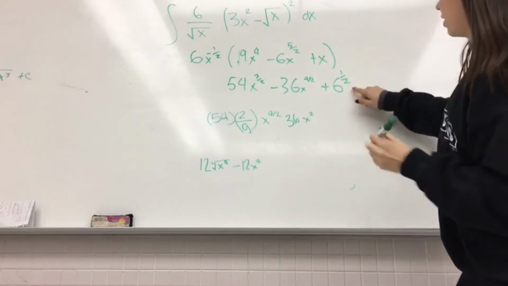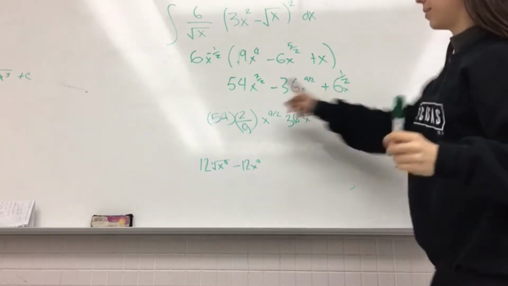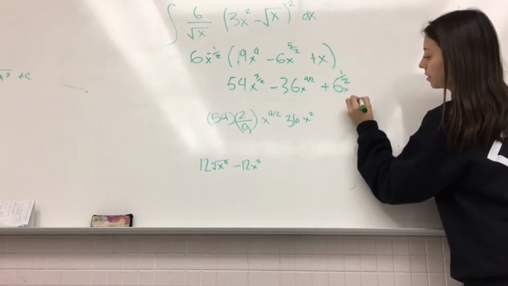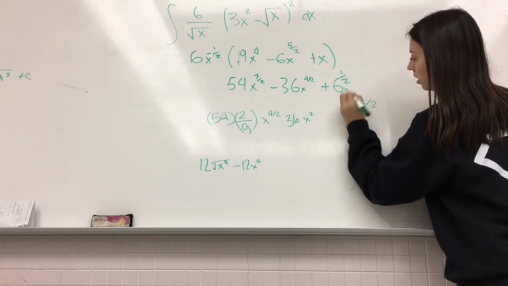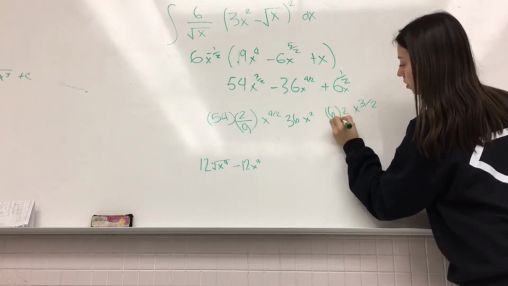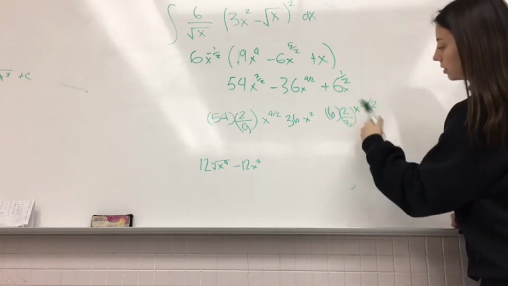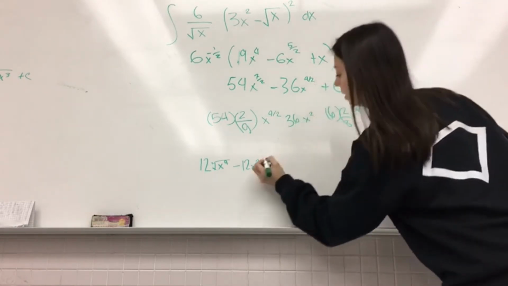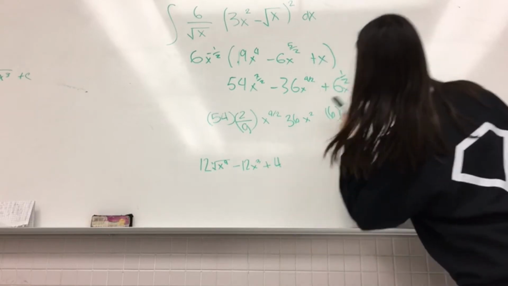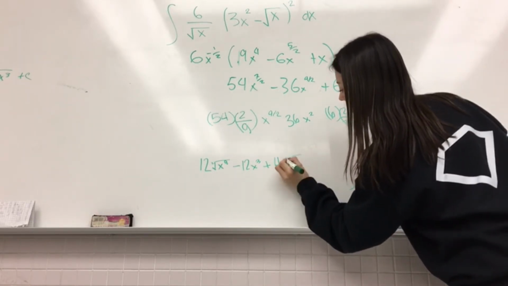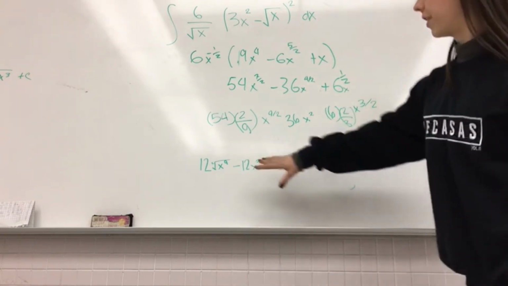Now here, 6x, sorry. It's the same case as here. So 1 plus 2 is 3, so 3/2. And then you flip it and it's 6 multiplied times 2 over 3. This gives us 12 over 3, which is a 4. So we keep the sign, plus 4x to the 3/2. So this is our final answer.